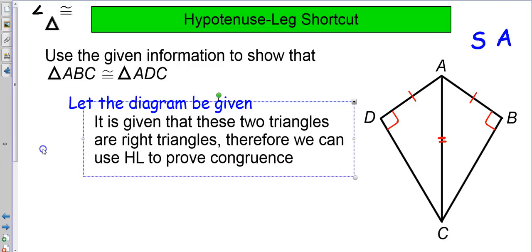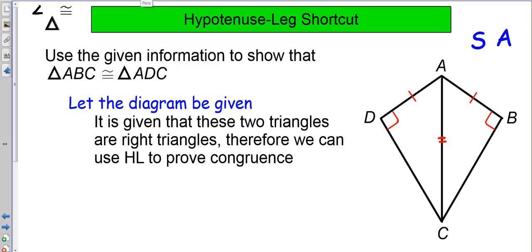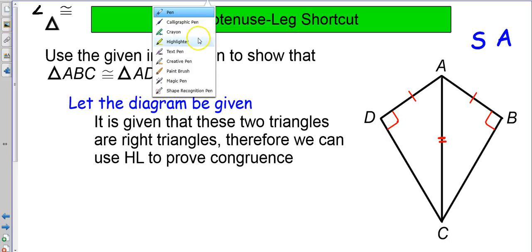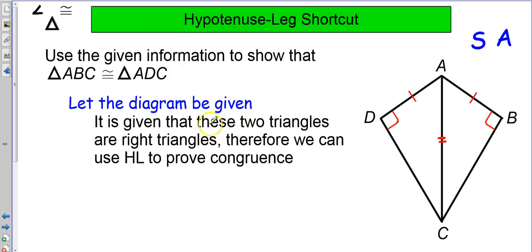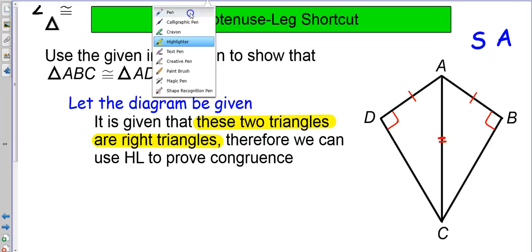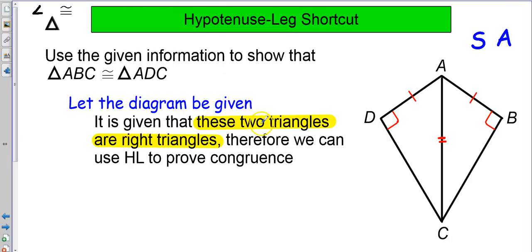Alright, and the important part of that, maybe that's a little long-winded, but the important part in that statement is that these two triangles, we want highlighter, these two triangles are right triangles. Alright, so that's the important part here. That's the first condition that needs to be present. So we're going to go ahead and go forward with our HL proof.